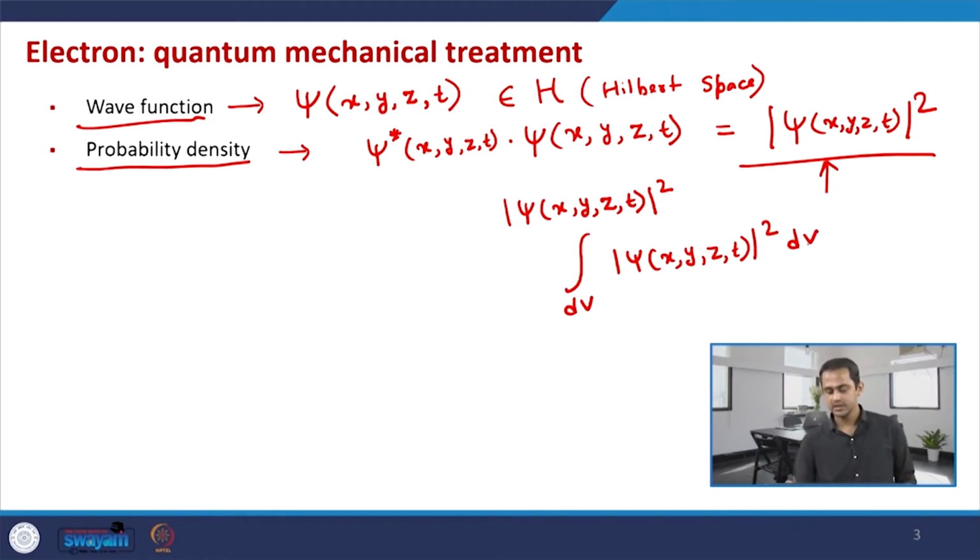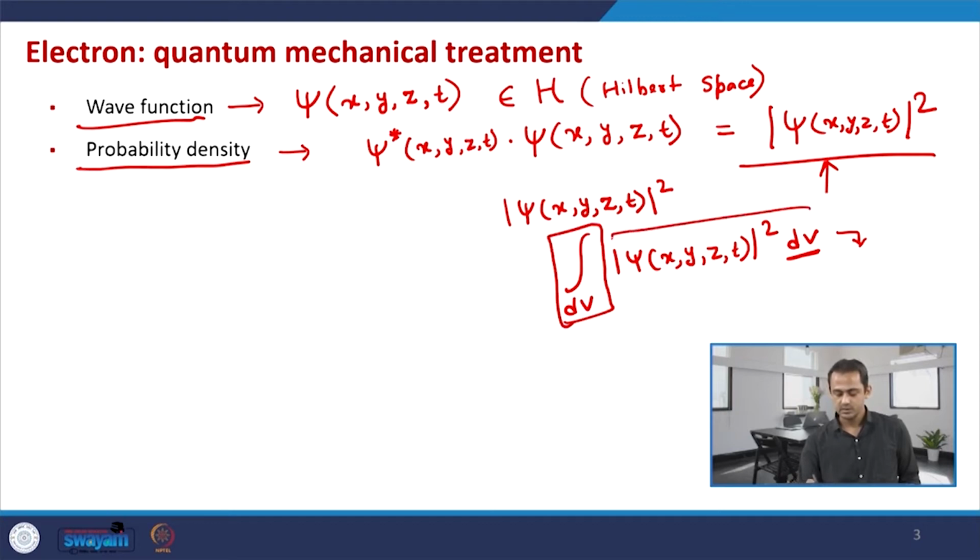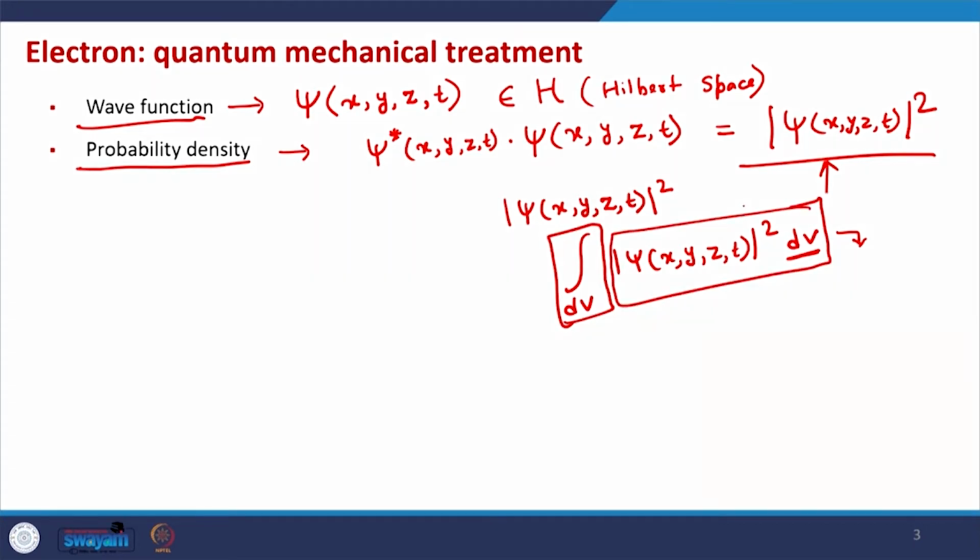So, this will give us the probability of the electron or any quantum system being found in the volume dV or in the entire volume if we take the integral. If we do not take the integral, it will just give us the probability of the electron being found in the small volume dV, and if we integrate, it will tell us about the probability of the electron being found in the entire volume, okay, at an instant t.